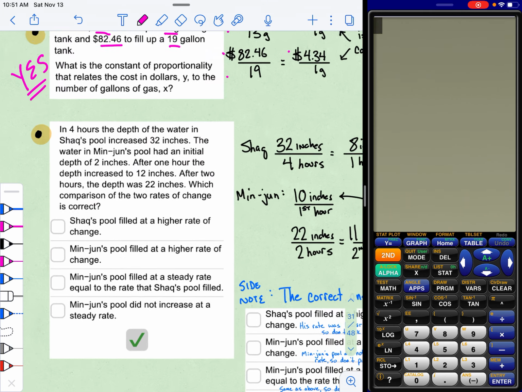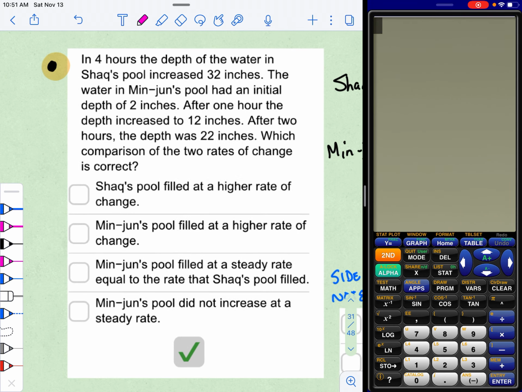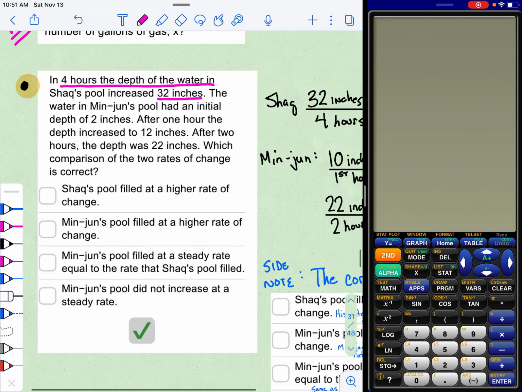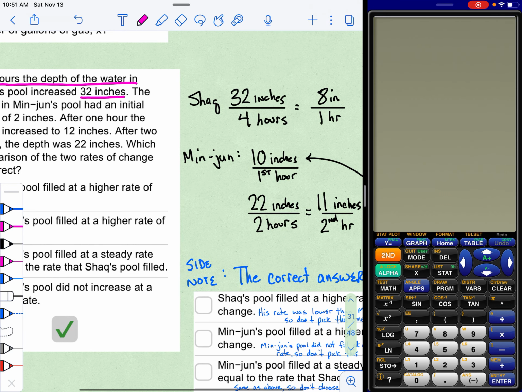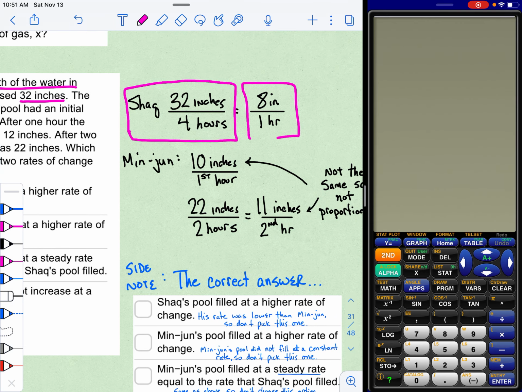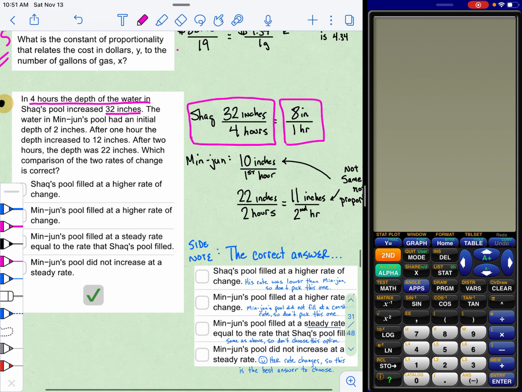And the next one down, you're going to see a question like this one on your quiz, on your practice quizzes, and so on. In 4 hours, the depth of water in Shaq's pool increased 32 inches. We're going to take that fact, and we're going to say, well, how much is it increasing per hour? So notice how we have here, Shaq is 32 inches in 4 hours. We're going to do a little division, and we're going to figure out that Shaq's pool is increasing in water 8 inches per hour. Let's make a note of that.